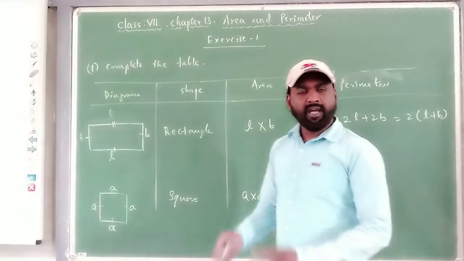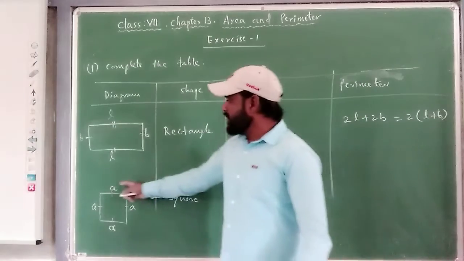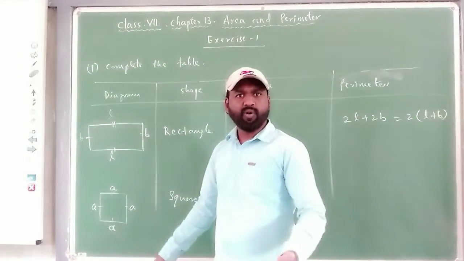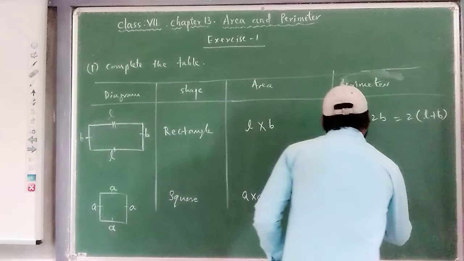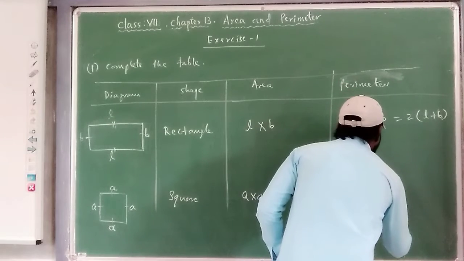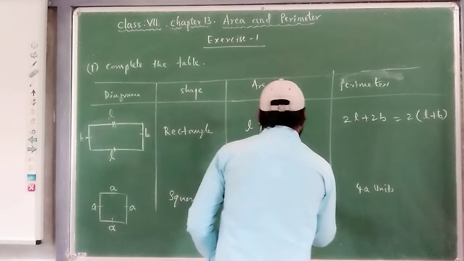Now perimeter. What is the perimeter? The sum of all the sides. Each side is A units. How many sides are there? 4 sides. So 4 into side, that is 4 into A, so 4A units. The area is in square units.